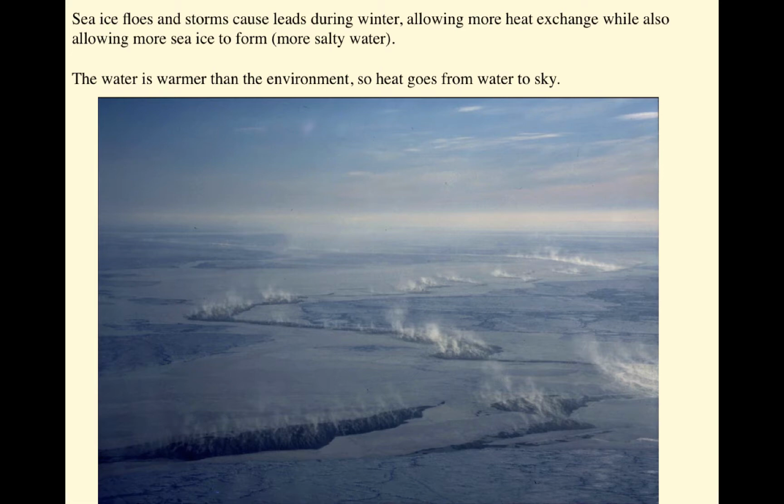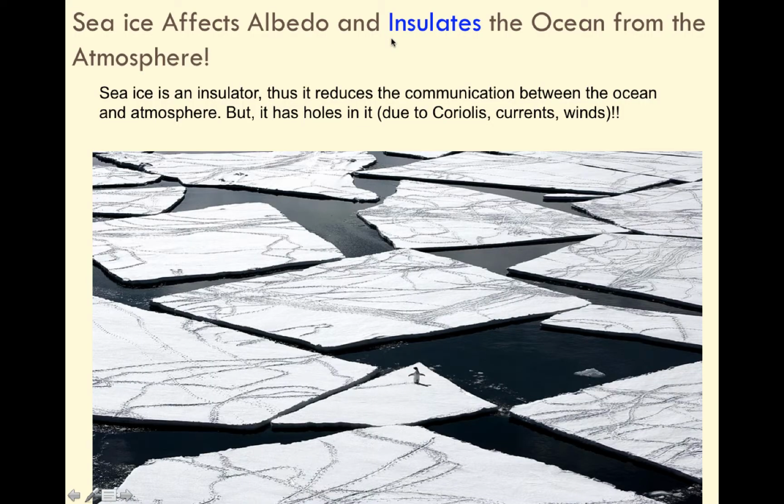Typically here, the Arctic oceanic water temperature is higher than the overlying atmosphere. Heat exchange always goes from hot to cold, so you're seeing heat go, especially during the wintertime, from the warm ocean to the cold atmosphere. So in general, the more sea ice you can remove, either by leads or storms or by melting it over a period of decades, the more heat exchange you get from the ocean to the atmosphere in the Arctic. Sea ice affects the albedo and it insulates the ocean from the atmosphere.